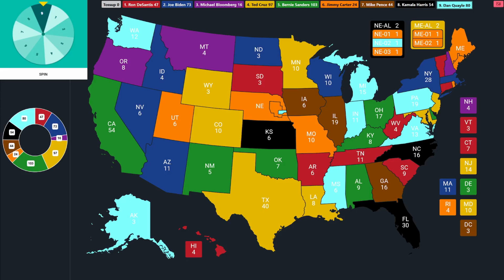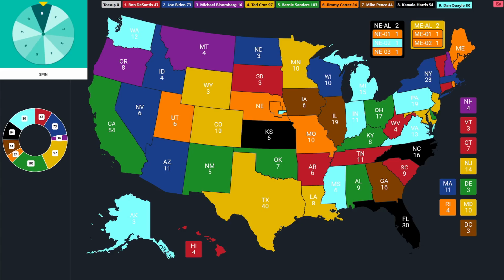The winner is Bernie Sanders. He did pretty well. He got 103. Second place, Ted Cruz with 97. And third with that hot finish, we've got Dan Quayle at 80. All the way in the bottom this time is former mayor of New York City, Michael Bloomberg. This time he got more than 0, but he only got 16. He won Oregon and Montana. He was dead silent after that.